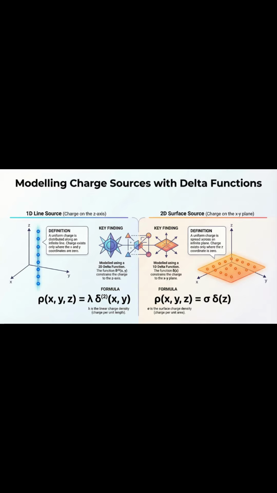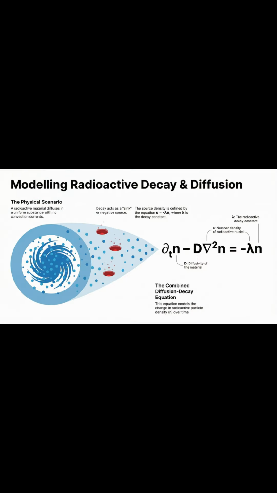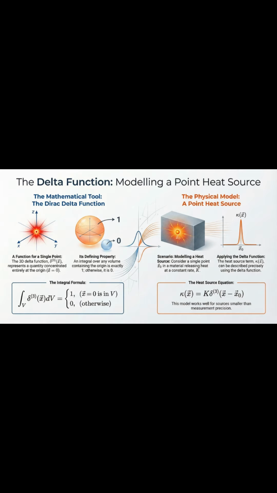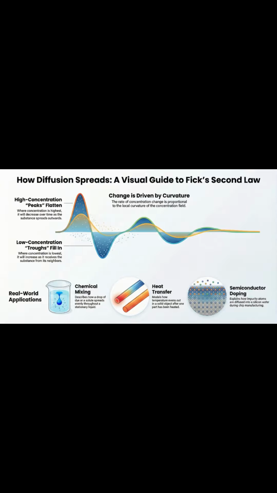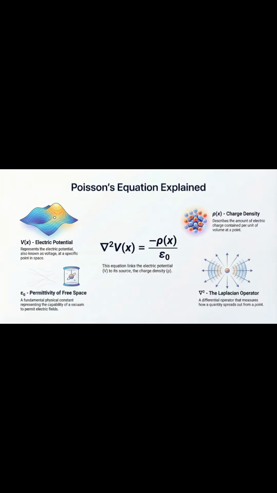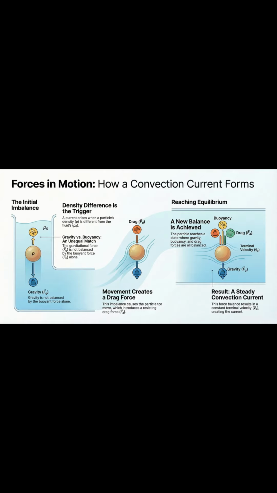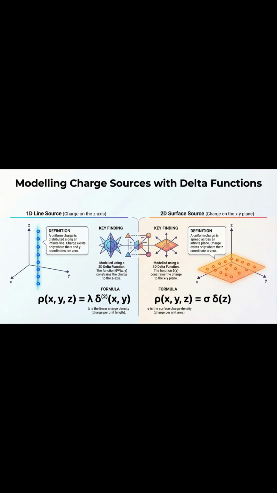Second, once that source is out there, its fate is governed by a constant competition. On one hand, you have physical forces. Convection acts like a wind, carrying the pulse, while diffusion spreads it out and weakens its peak. On the other hand, you have the boundaries of the space itself. An infinite space means endless spreading, but finite walls, they force a final outcome, either by absorbing everything or by trapping it and forcing it to an average uniform state.